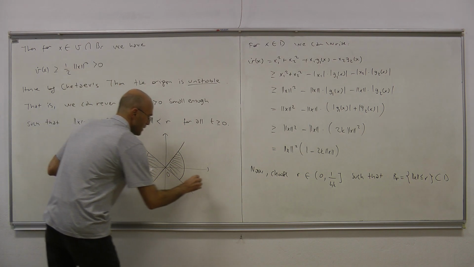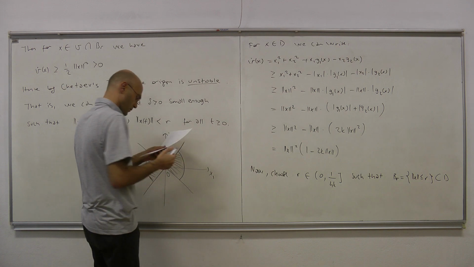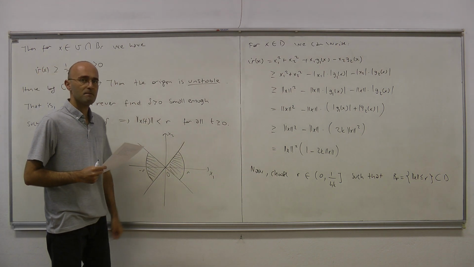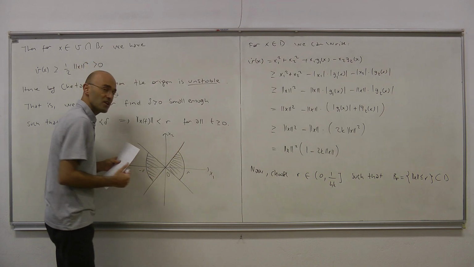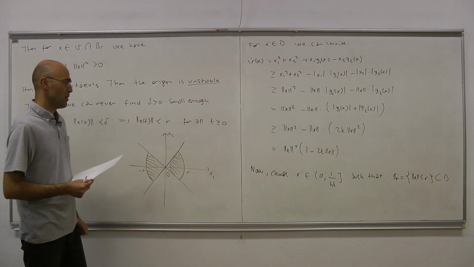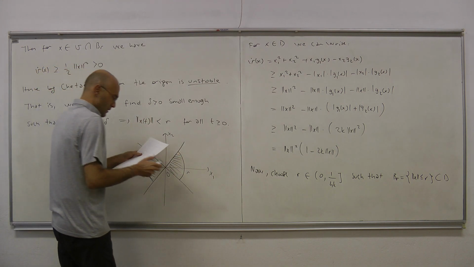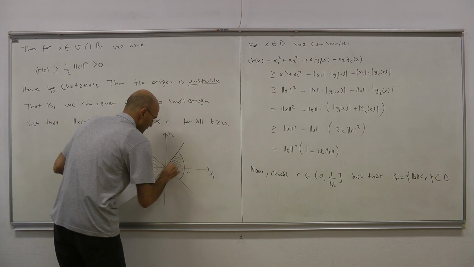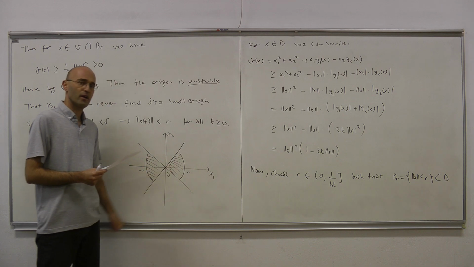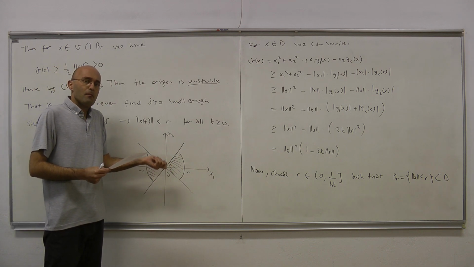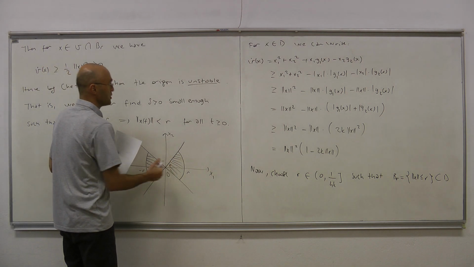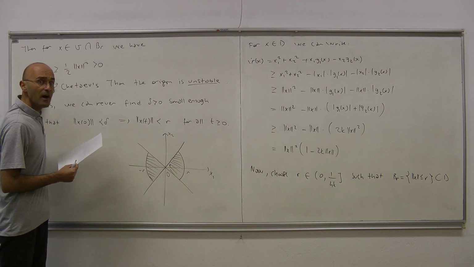Okay, this is the origin. X1 and X2. This is R, this is minus R. Remember that on these lines, V is 0. And now in this region, V is positive. Now, you start anywhere in that region, and you can choose a point that's arbitrarily close to the origin. So what's going to happen is, in this region, V dot is positive.